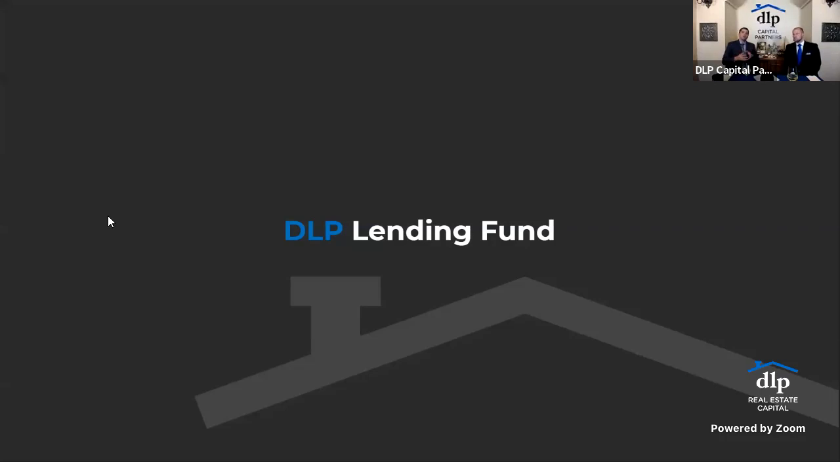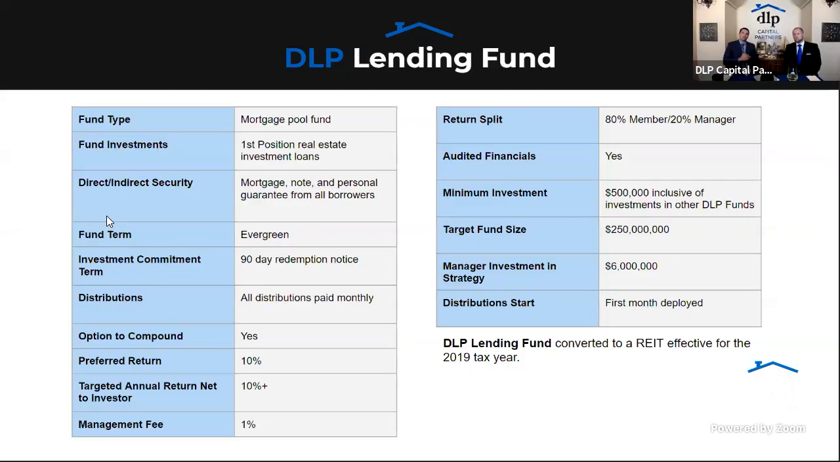In addition, though, we still have open the DLP Lending Fund, which is on its 6th year here. This is our fund that strictly makes loans, direct loans to real estate investors. First position loans, averaging about 55% loan to value. Over 6 years now, we've been running this fund, we've been providing a 10% preferred return to investors. That's 10% to investors before we earn anything, and that's paid out monthly. The fund has an overall return target of hitting at least that 10% preferred return. Historically, we've drastically exceeded our return targets. And again, all distributions are paid out on a monthly basis.